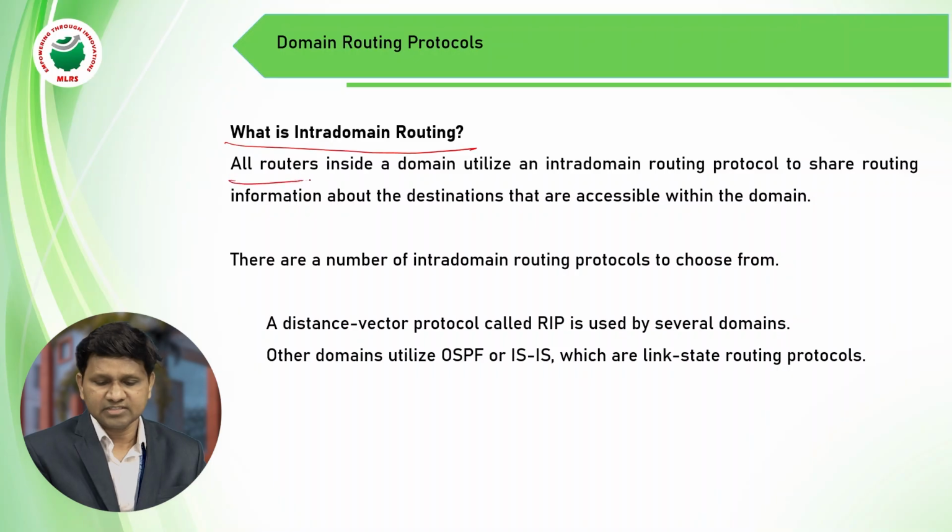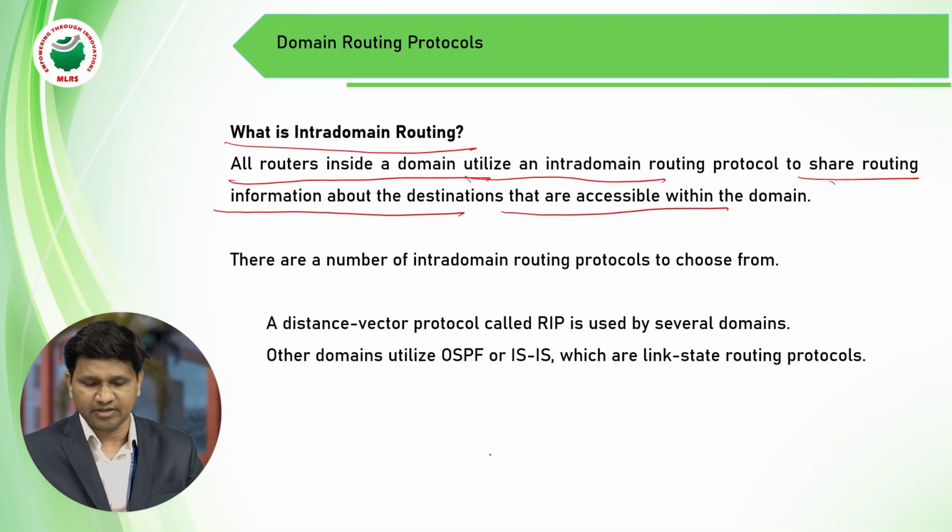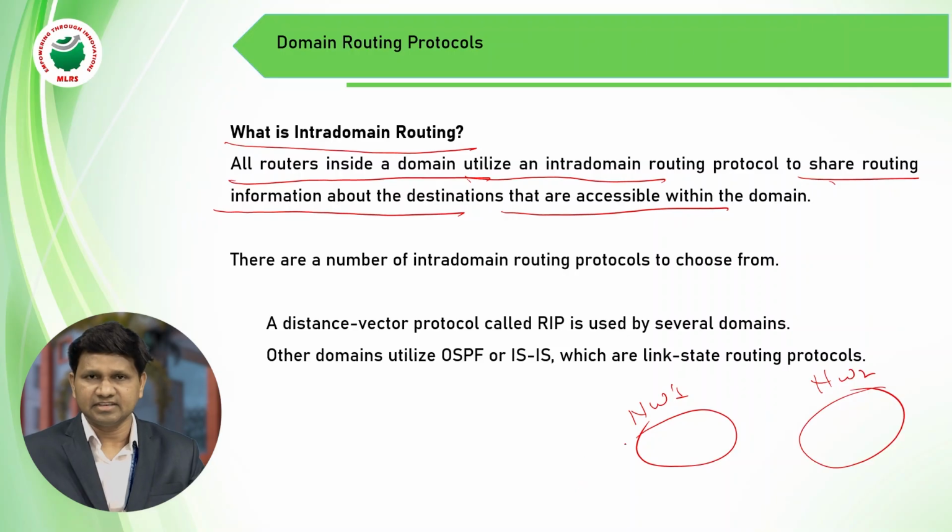All routers inside a domain utilize an intra-domain routing protocol to share routing information about the destinations that are accessible within the domain. Suppose I have a network 1 and a network 2. We can exchange the data from network 1 to network 2. This is one way of interchanging.